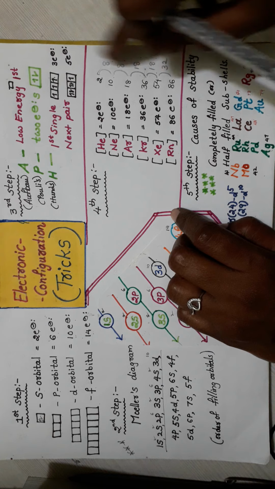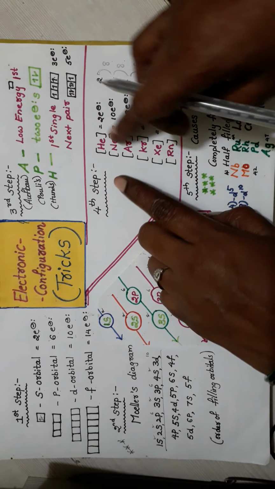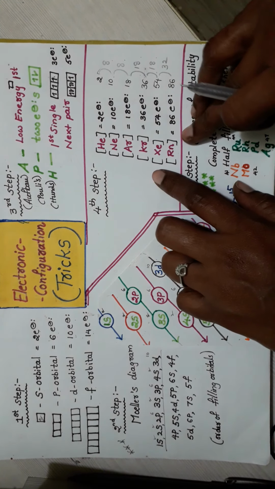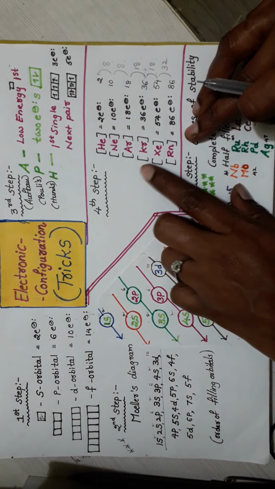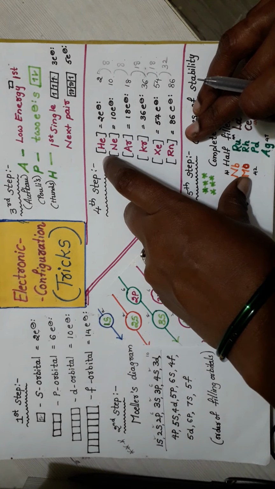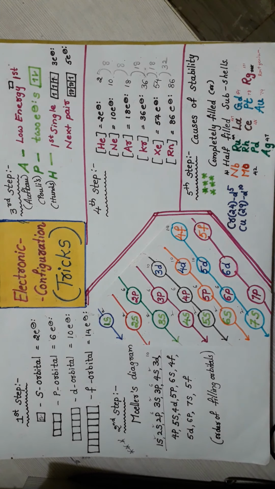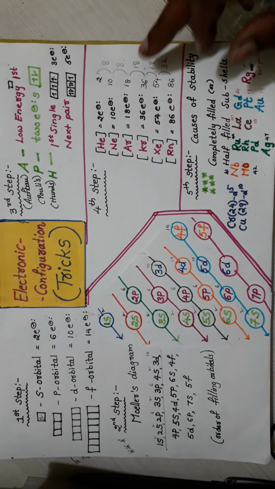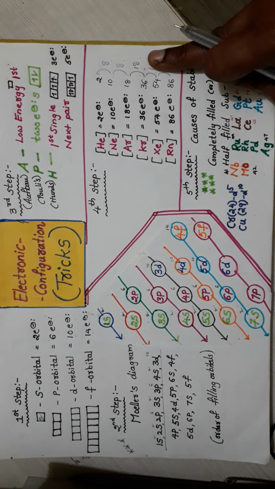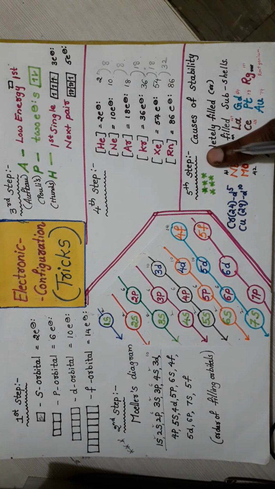Just add these, and automatically you get the atomic numbers of these elements: helium, neon, argon, krypton, xenon, radon. 8 plus 8, 18 plus 18 plus 32. So this is the simple principle, a simple trick.